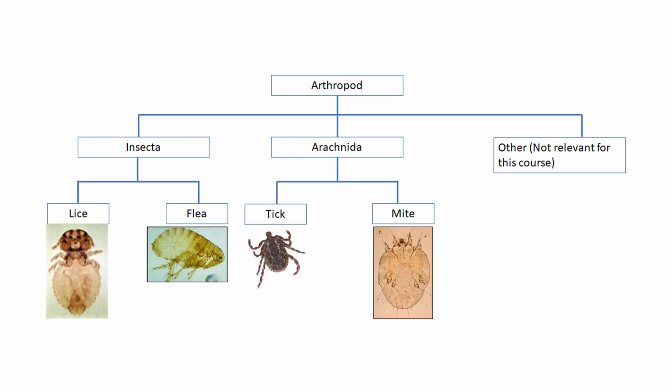We can classify the members of the phylum Arthropoda into two major classes. The first class is the class Insecta, and the second class is the class Arachnida. So under the class Insecta, we have, for example, the lice and the fleas, which have a major veterinary significance. And for the arachnids, we have the ticks and the mites. So this presentation will focus on the two major groups. Under the class Arachnida, we have the ticks and the mites.